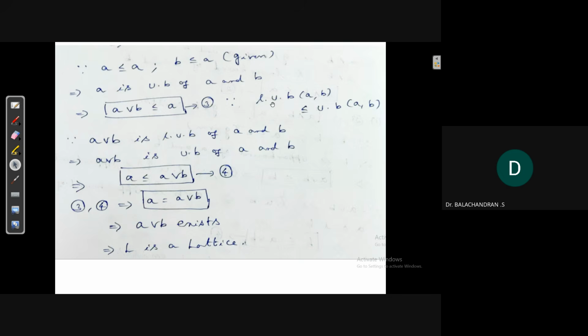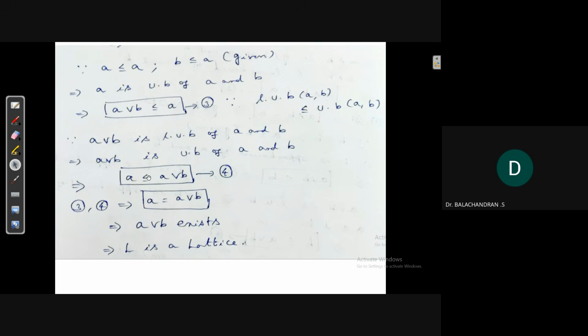The least upper bound of A, B is denoted by A or B. Upper bound of A, B is what? A. So that's why A or B is less than or equal to A. Next, since A or B is the least upper bound of A and B, it should be an upper bound of A and B. So it is an upper bound of A as well as an upper bound of B. Here I need only that it is an upper bound of A; I don't need the upper bound of B.